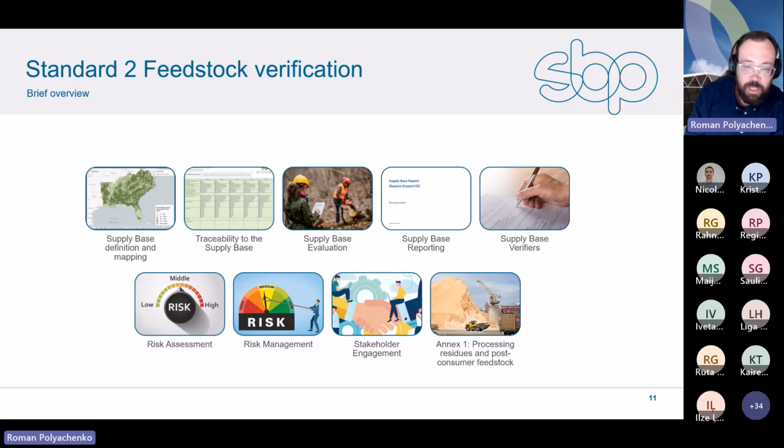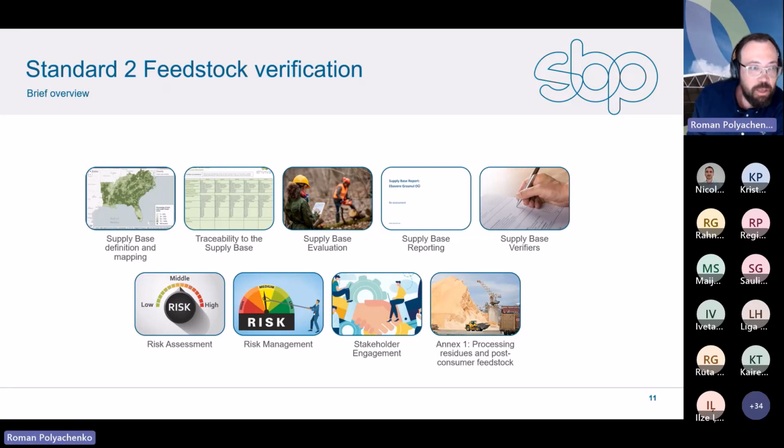Section 5 is supply base verifiers. Independent verifiers are used to validate the accuracy and reliability of organizations' risk assessment and management efforts. This is to be used when the regional risk assessment is not available. In the next slides, I will explain the difference between the risk assessment and regional risk assessment.